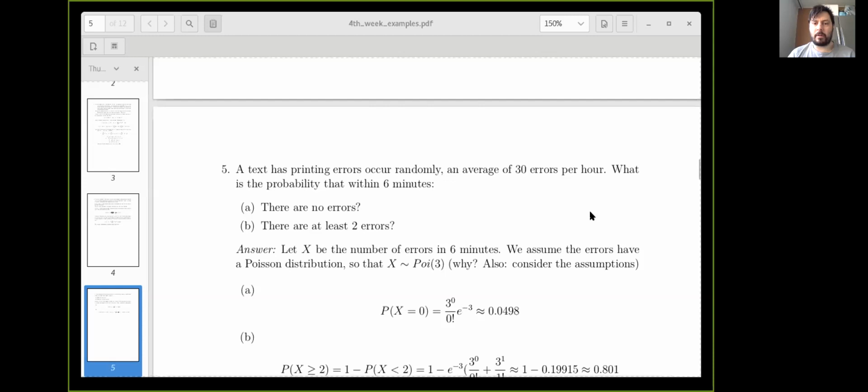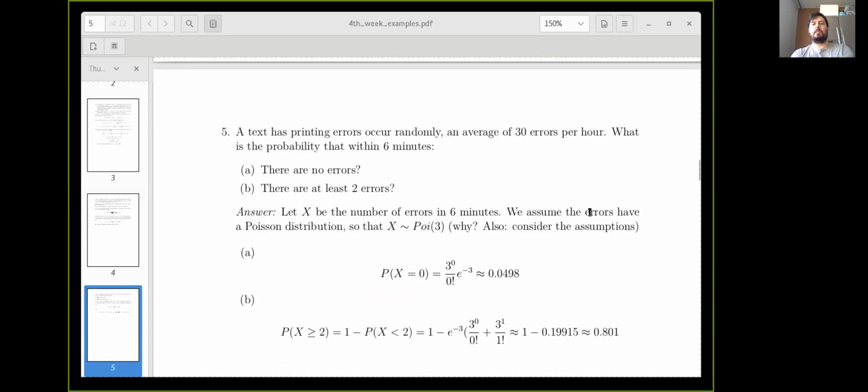The probability that there are at least 2, well, that's the probability that there is not 0 and not 1. Again, there's a missing parenthesis. Man, I do make these mistakes a lot, don't I? Okay, that should be fixed now. And there it is.